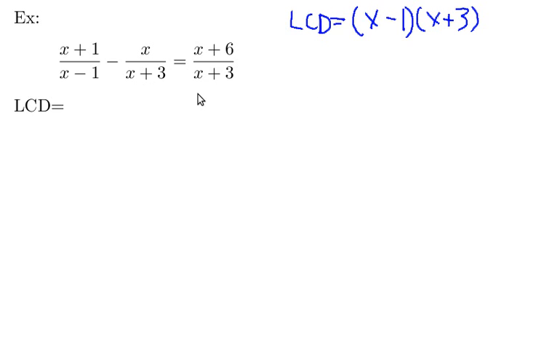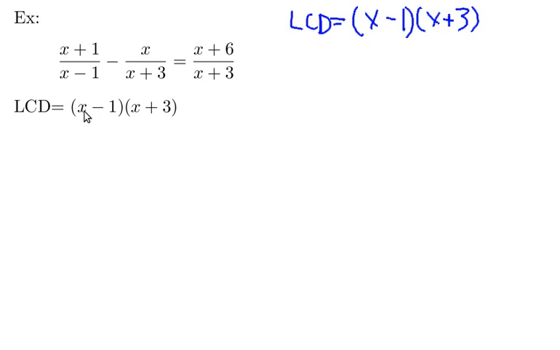So, let's go ahead and multiply across by the LCD and see what happens. Let's first of all write that out. So, x minus 1 times x plus 3. And let's multiply across and see what happens. So, if we multiply, I'm going to do this a little bit in my head, and hopefully you can see this. If not, feel free to write it out on paper.